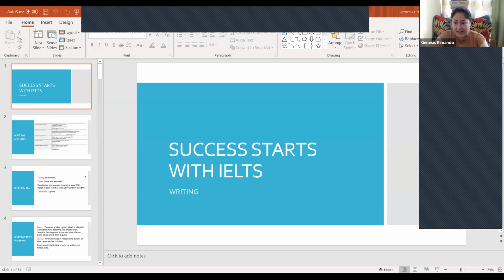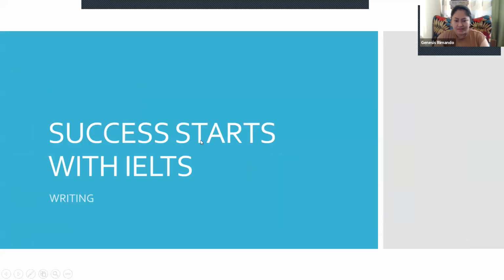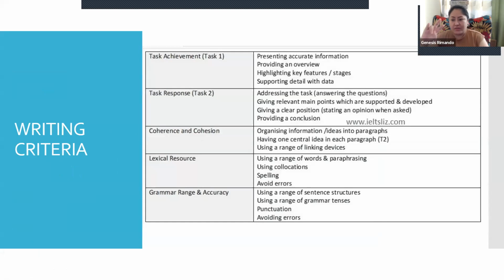So today we will be discussing the writing portion of the IELTS exam. You're required to do two tasks for the general portion. Task 1, you're required to do a letter, and task 2, you would be asked to write an essay. There are different criteria on how they will grade your papers, and basically it's this.